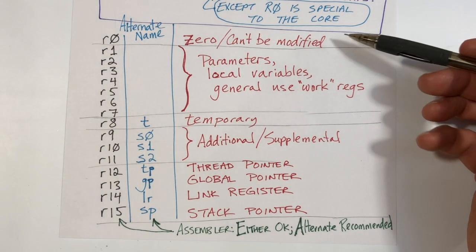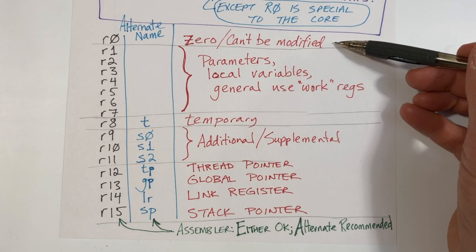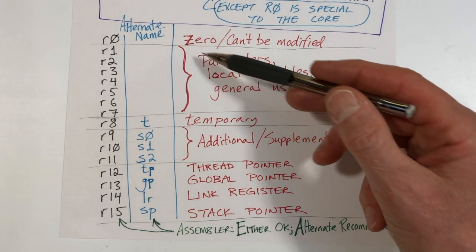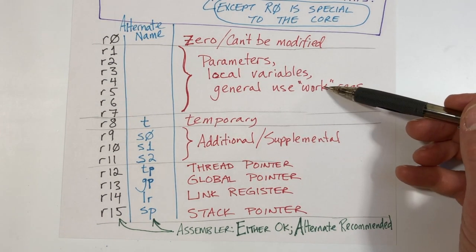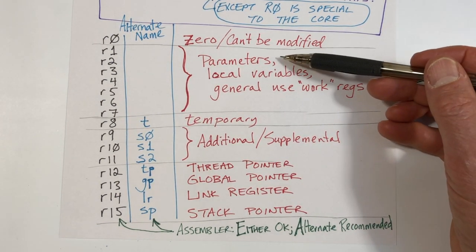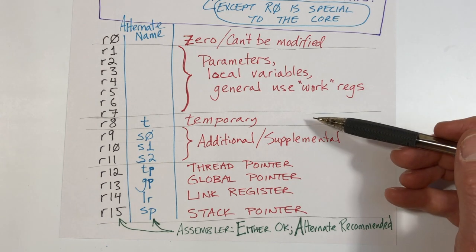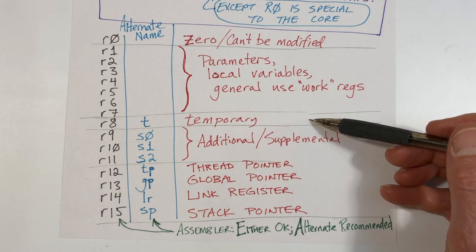R0 is unusual in that it is treated specially by the hardware. Its value is fixed at 0 and it cannot be modified. R1 through R7 are your main primary work registers. They're used for passing parameters and storing local variables in a function, for example. T is a temporary register. We'll talk about how it's used a bit later.